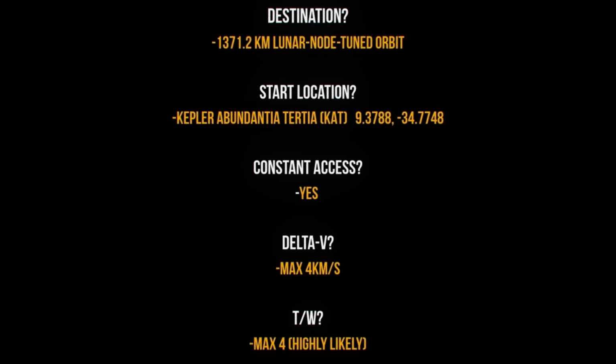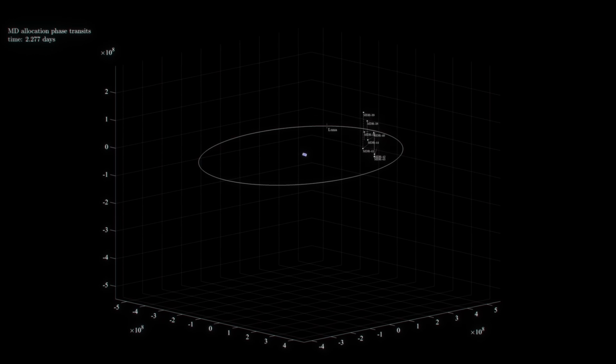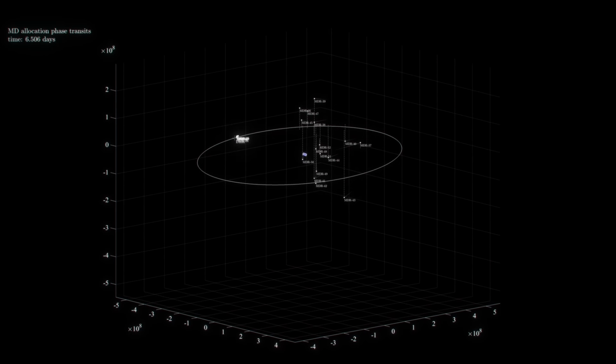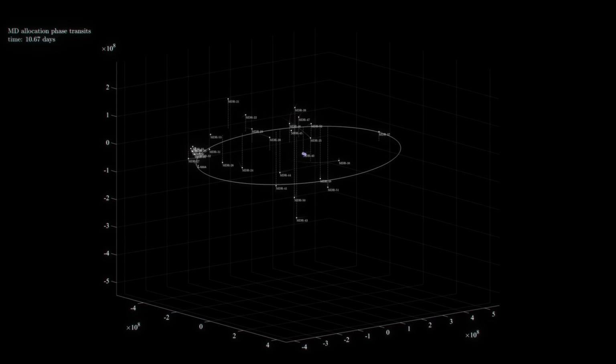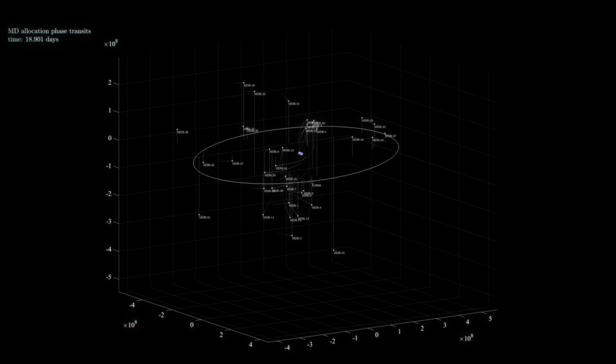How did we get these answers to those questions? Well, now that's a good question. The answer is, we ran restricted 3-body multi-burn orbital simulations on 64 gigabytes of RAM for over 720 hours to simulate and optimize different trajectories from the moon to low Earth orbit.